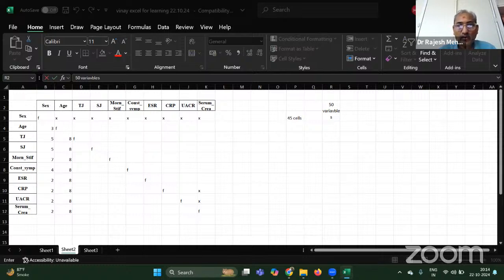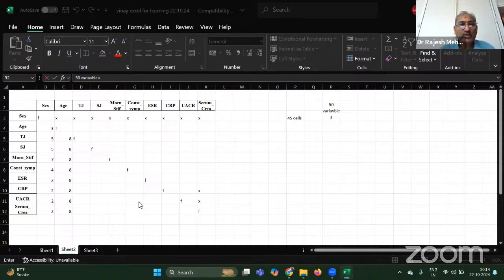And then you need not look at all the 2500. You minus 50, 2450 will be there, divided by 2. So you will have 1225 cells. Now, 1225 cells seems to be a very huge number. So in that case, what you should do is, out of 50, take only 40 variables which are very important. Then the cells will be reduced for the purpose of analysis.